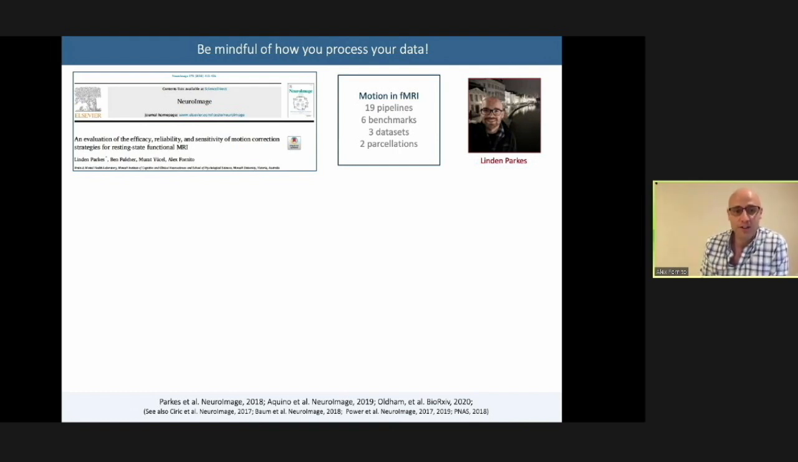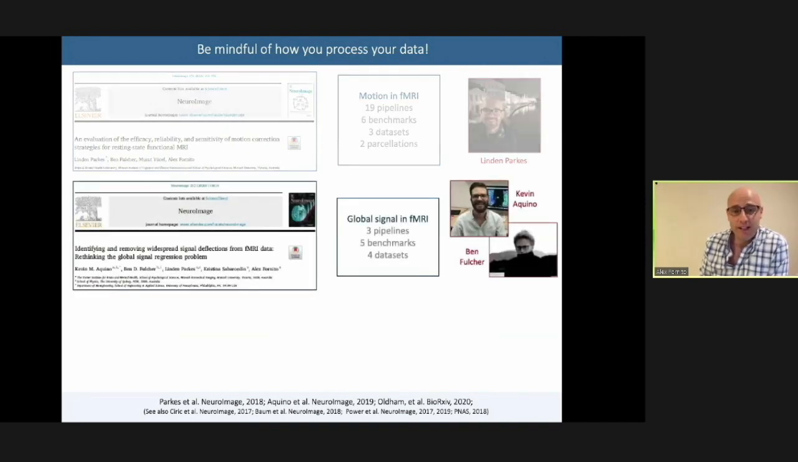We've done a little bit of work on this topic. This is an example of a study done a couple of years ago by Lindon Parkes, who was a PhD student at the time. He's now working with Danny Bassett and Ted Satterthwaite, where he compared a number of different denoising pipelines for resting state fMRI and found that they varied quite a lot in terms of how well they were able to mitigate motion-related confounds in connectivity estimates. And this has a very practical impact, so it can affect where you think connectivity differences are between, say, patients and controls. Earlier this year, in work led by Kevin Aquino and Ben Fulcher, we looked into the properties of global signal regression and found that that might not behave exactly as you think, and proposed some alternatives.